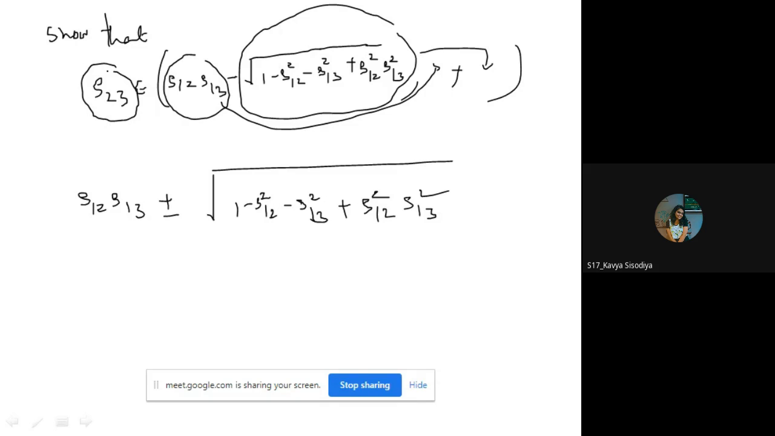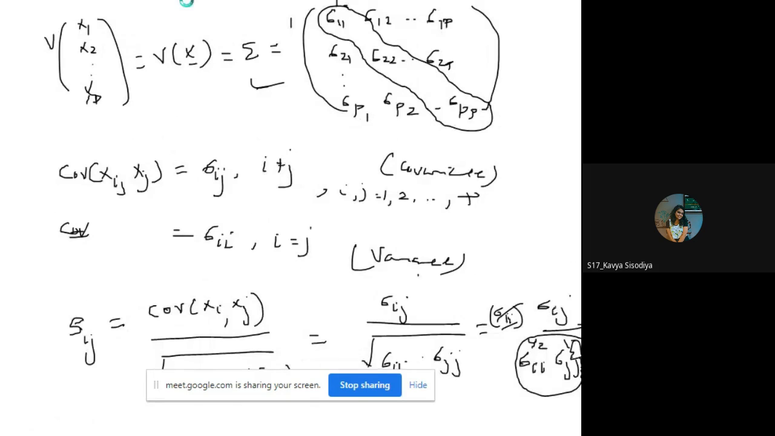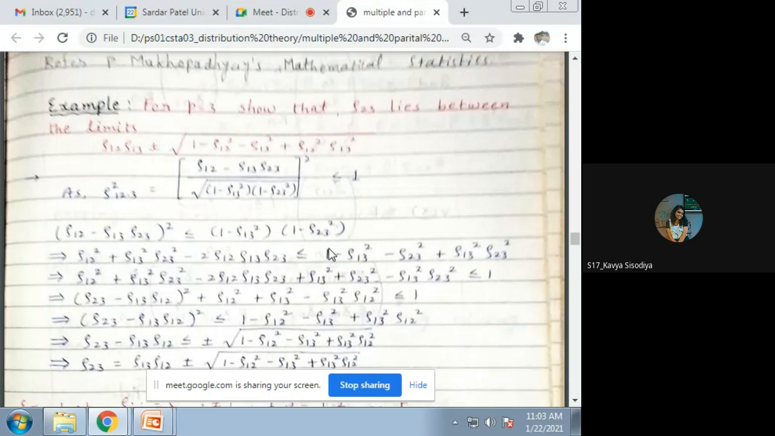That means we have to show that the correlation between x2 and x3 always lies between this quantity. So how to prove that? So we know the relation. What relation do we know? This relation we know. So we have to write rho 2 3 in this format. So let us go through that.